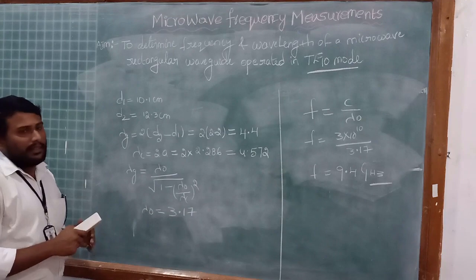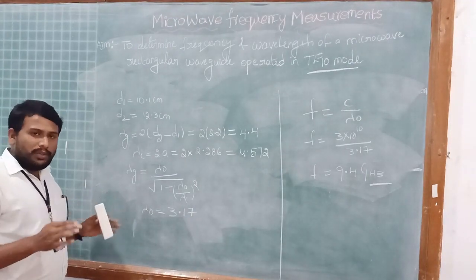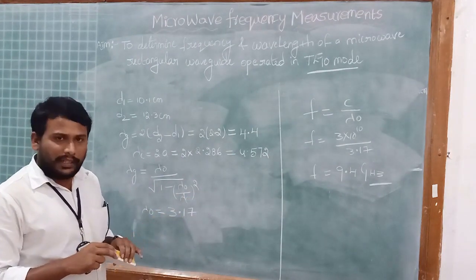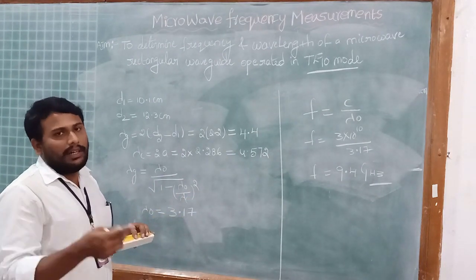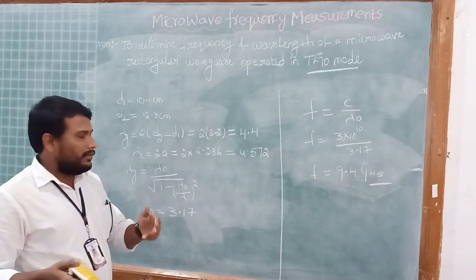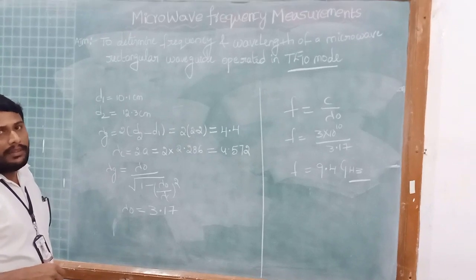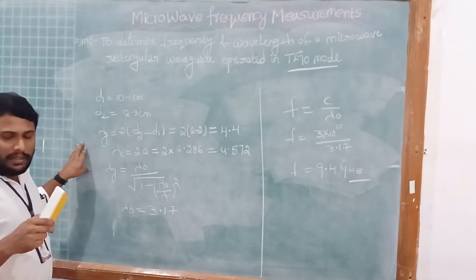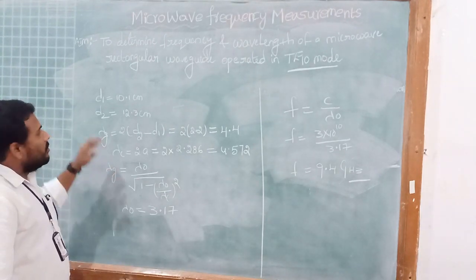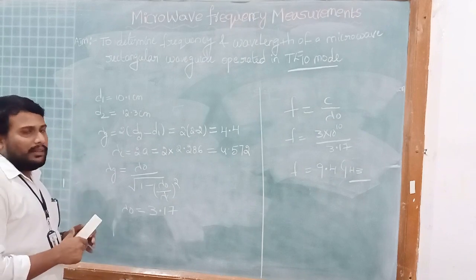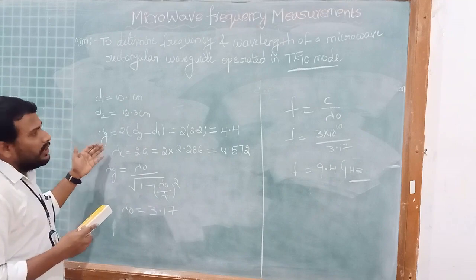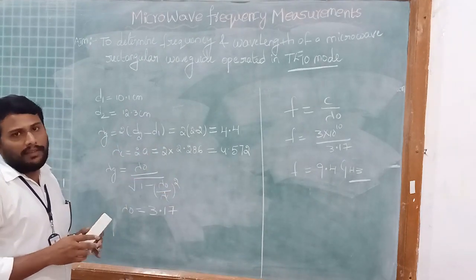For this, you have to use one more section in the microwave test bench, that is the slotted line that we used in the voltage standing wave ratio experiment. While doing the voltage standing wave ratio experiment, I'll explain how to take these values and how to calculate the wavelength and frequency also.